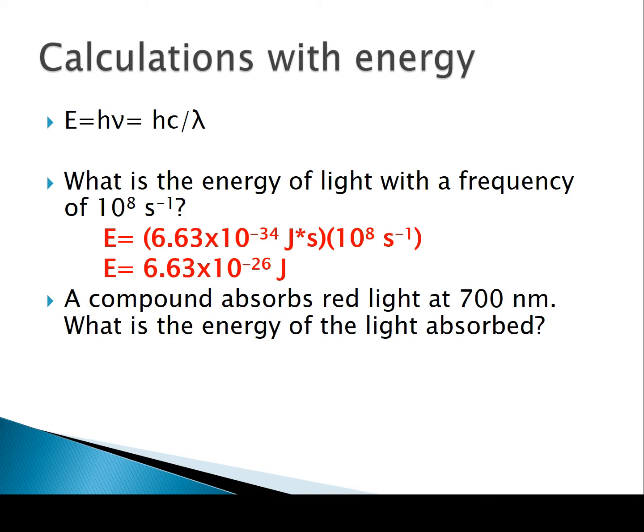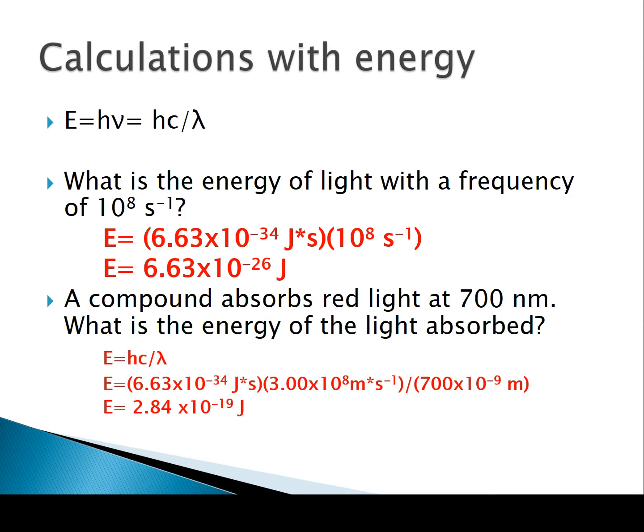Now let's do an example with a given wavelength. Now this is a little bit more complicated because we're going to take Planck's constant, multiply by the speed of light, which is in meters per second, and divide by the wavelength, which is in nanometers. So before you plug in the numbers, you have to convert nanometers into meters so that the units cancel out appropriately. So make sure you go ahead and do that, and I will give you the answer in a second.